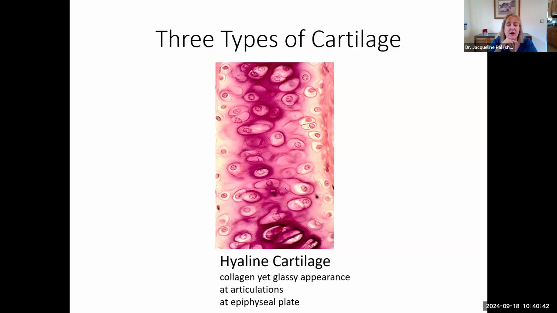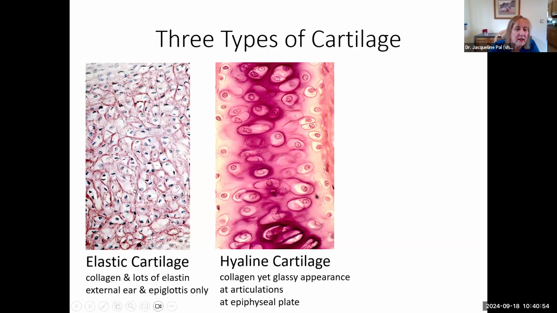The second type of cartilage is elastic cartilage. It's called elastic cartilage because not only does it have collagen, it has a lot of elastin in it. So it has all of these little thin elastin fibers. You'll be able to tell that because the stain shows the little elastin fibers, whereas this one doesn't.